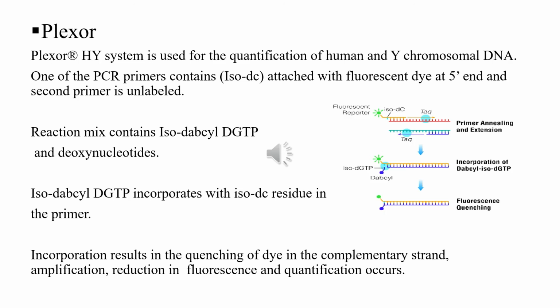The more double-stranded DNA is produced, the more the amount of fluorescence decreases in the Plexor system.